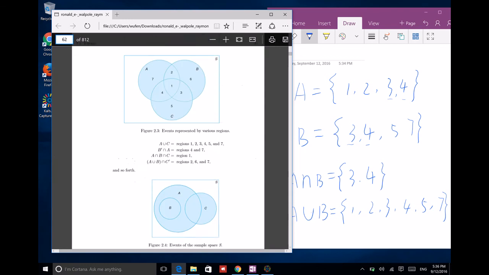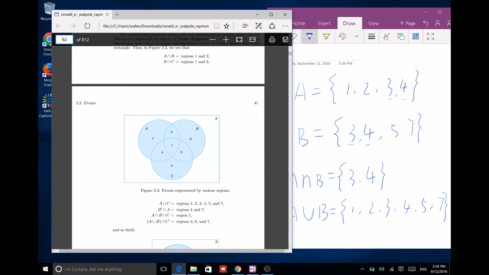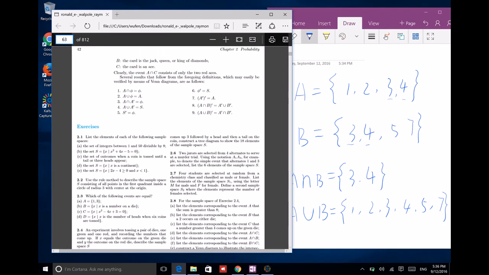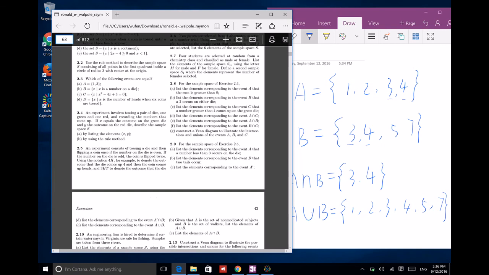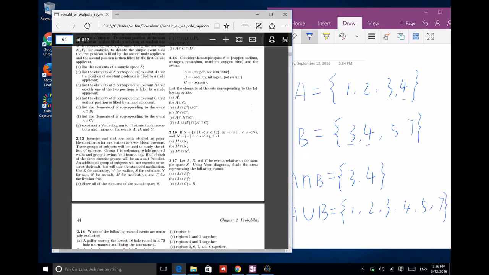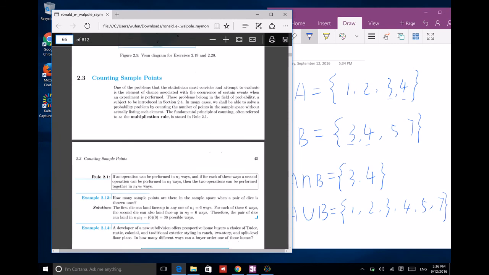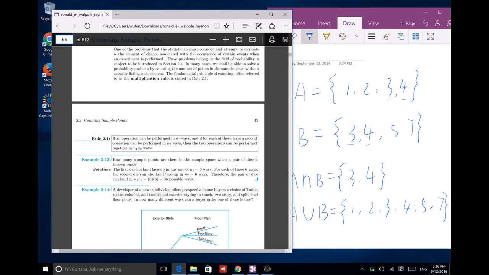You may want to look at this example. We can take the example in your homework later. Look at the homework if we have an example. Next is section 2.3, counting sample points.